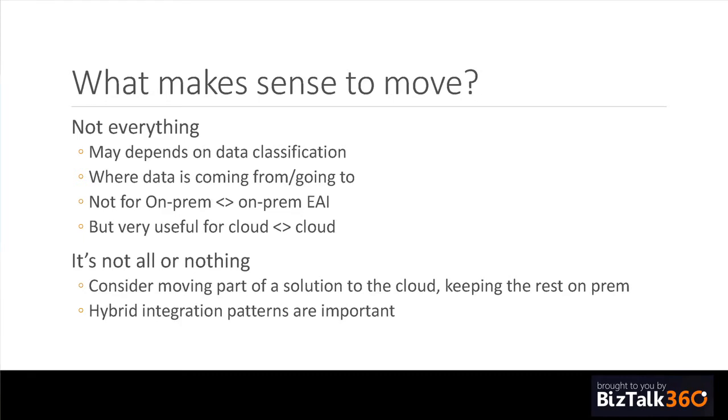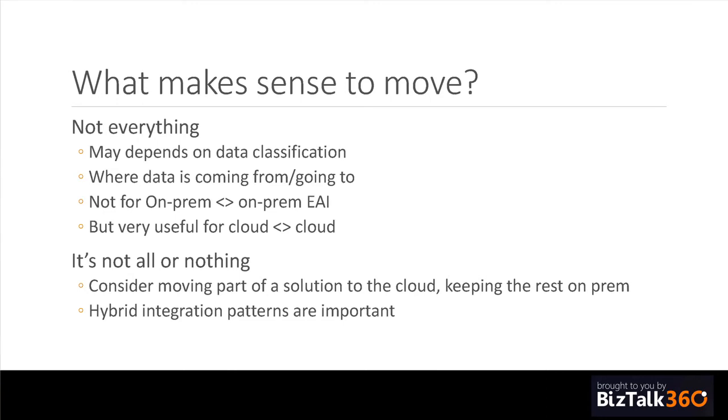What makes sense to move? Well, as I've hopefully been explaining as I've been going, it doesn't make sense to move everything. Maybe you've got data classifications on some of your systems, on some of the data processing through those, which means you can't move to a cloud-based platform. It depends where the data is coming from and going to. It makes no sense to take two on-premise systems and connect them through BizTalk Services, unless they're going to go to an endpoint out on the internet somewhere. You may have latency requirements which are going to be blown out of the water if you start pushing all your traffic out of your data centers, and kind of pulling it all back in again just to connect to an on-premise system.